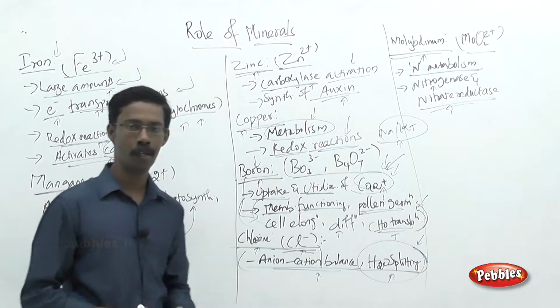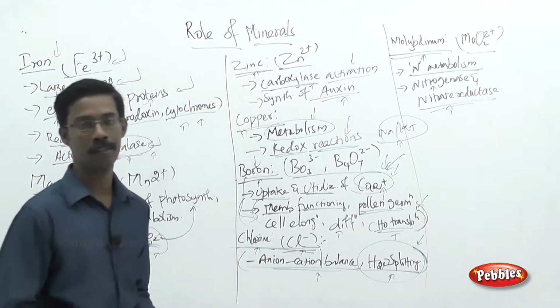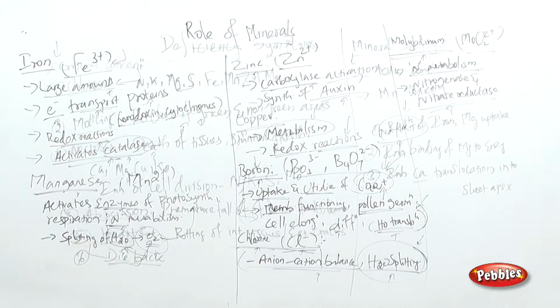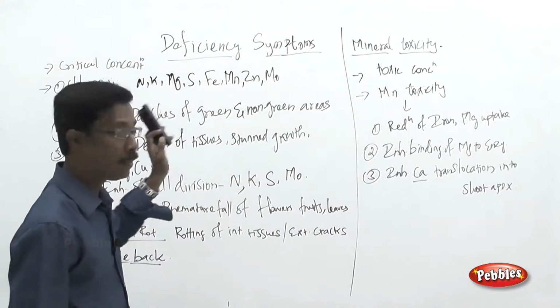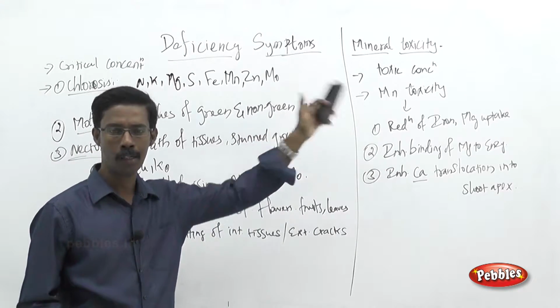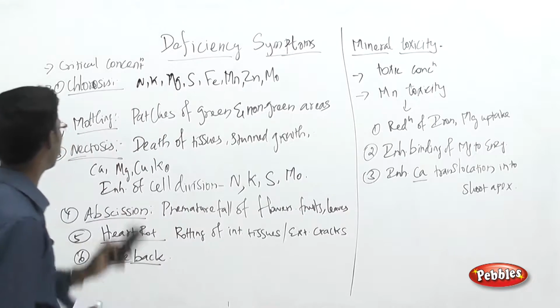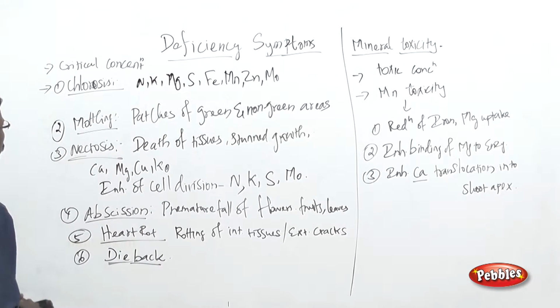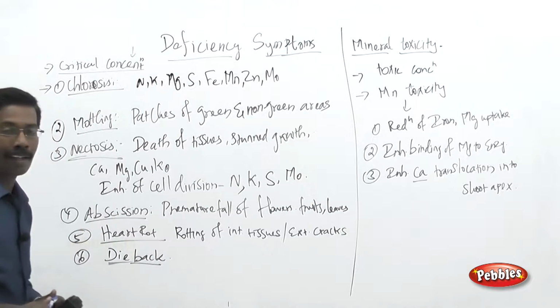And now we are going to enter into the next topic in case of minerals, the mineral deficiency. And now we are going to see the deficiency symptoms caused by the particular mineral deficiency in the plant cells or the plant system. And we should know something about the critical concentration. So what may be the critical concentration?